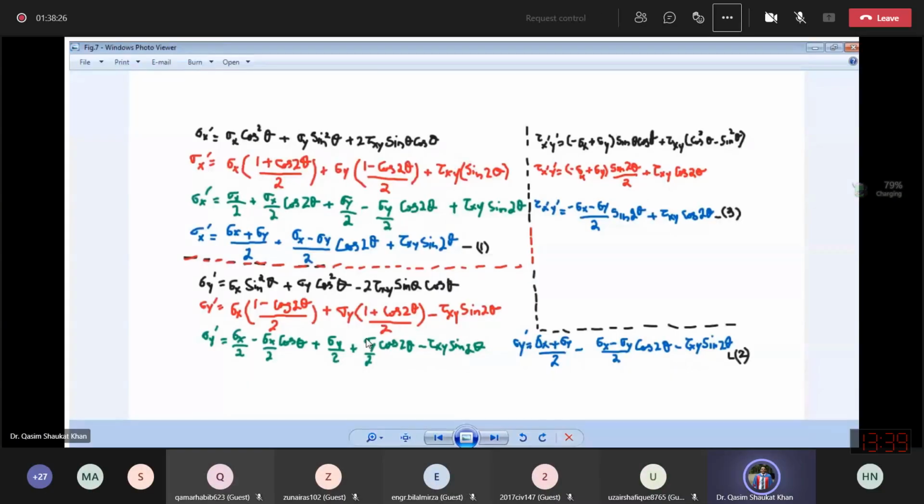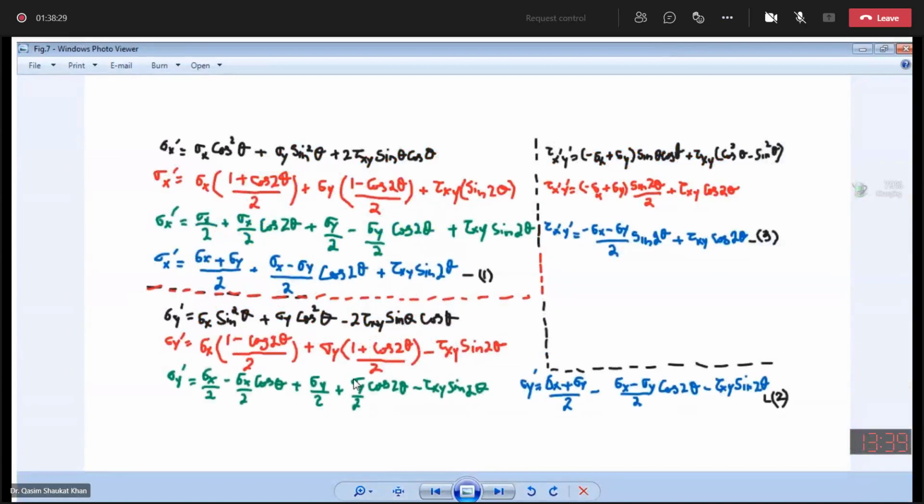Okay, now what we are going to do, these three expressions which are written in the blank. Sigma x dash is equal to sigma x cos square theta plus sigma y sine square theta plus 2 tau xy sine theta cos theta. And sigma y dash is equal to sigma x sine square theta plus sigma y cos square theta minus 2 times tau xy sine theta cos theta. And then tau x dash y dash is equal to minus sigma x plus sigma y sine theta cos theta plus tau xy cos square theta minus sine square theta. So these three expressions we have derived.